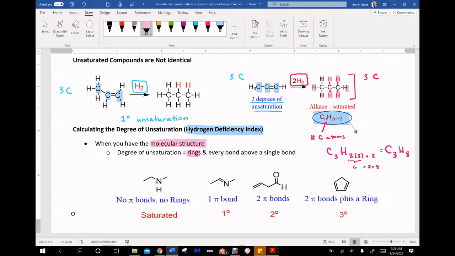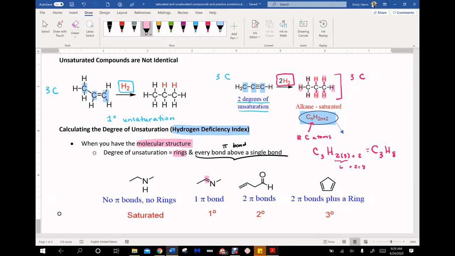So let's walk through some examples right quick here. This first one, if you notice, has no pi bonds. And when we say pi bond, again, that's referring to every bond above a single bond. So no pi bonds, no rings. That means it is saturated. It has the maximum amount of hydrogen per those atoms. Now if we go to the second example, this has 1 pi bond, part of that double bond. And so this would have 1 degree of unsaturation. We could potentially add 1 more hydrogen molecule, aka 2 hydrogen atoms, to make this saturated.